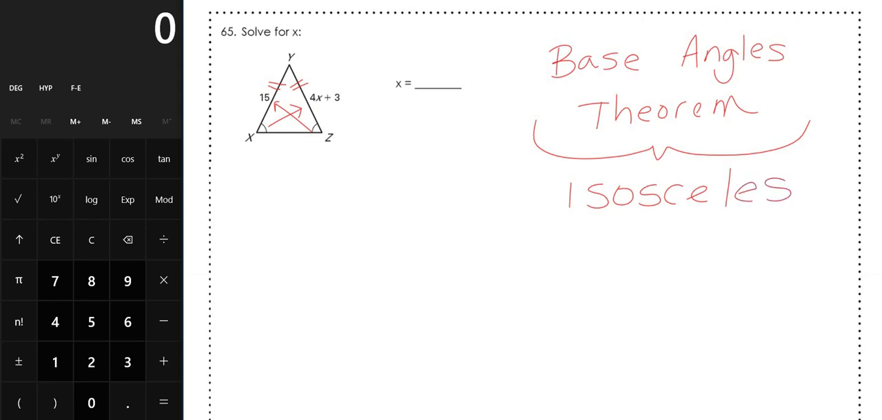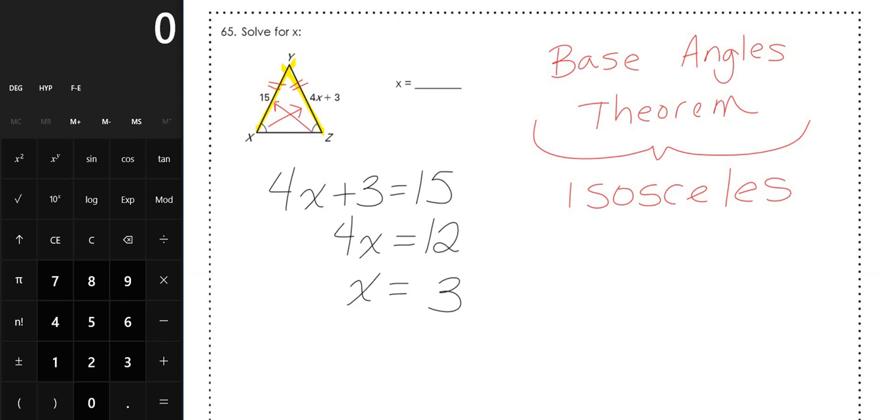Let's go ahead and set these two side lengths equal to each other and solve for x. So 4x plus 3 equals 15. Subtract 3. 4x equals 12. Divide by 4. X is 3. Quick and easy. Let's move on to number 66.